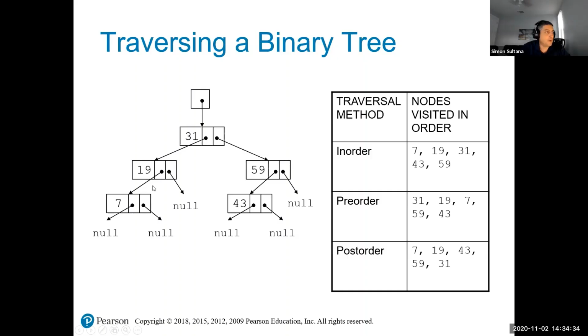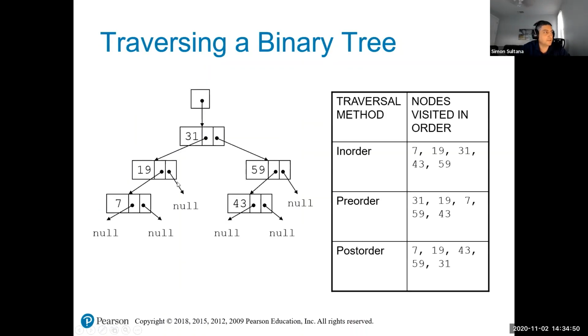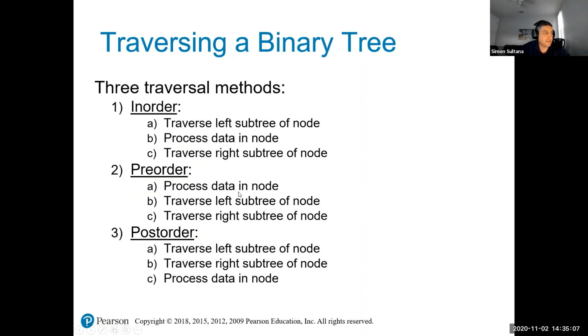But just so that you're clear, if we're traversing this tree in order, the way we would traverse it would be starting at the left. So we would look at 7, and then 19, and then 31, and then 43, and then 59, right? Because the idea, again, is always looking at left subtrees first. Okay, do you see how that works? So of every single node, we would look at the left first, then process the data, and then move to the right.